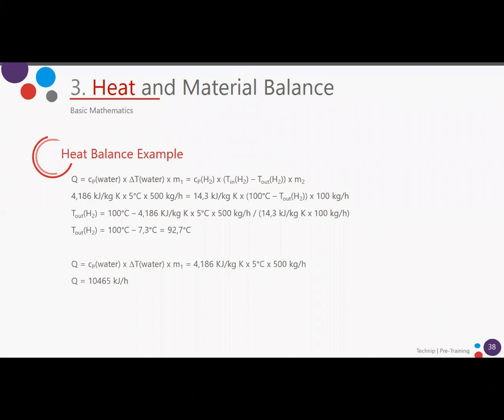So now the last thing we wanted to know is how much heat is exchanged. And we can either calculate it with the water side, but we could also use the hydrogen side, as we also now know the exiting temperature of the hydrogen. But in this case, we will take the water side. So the heat exchange is the heat capacity multiplied by the temperature difference of water at inlet and outlet, multiplied by the mass flow of water, and we will get at the end 10,465 kilojoule per hour.